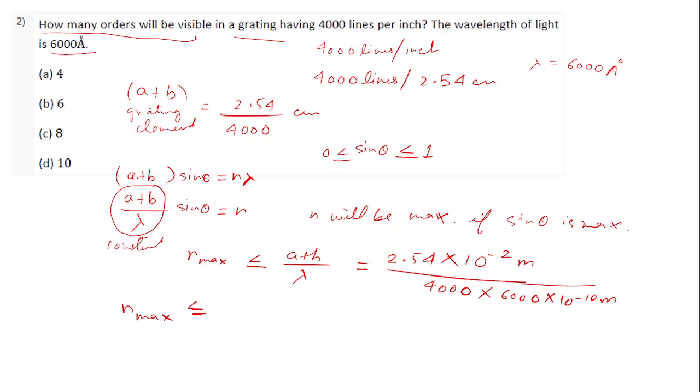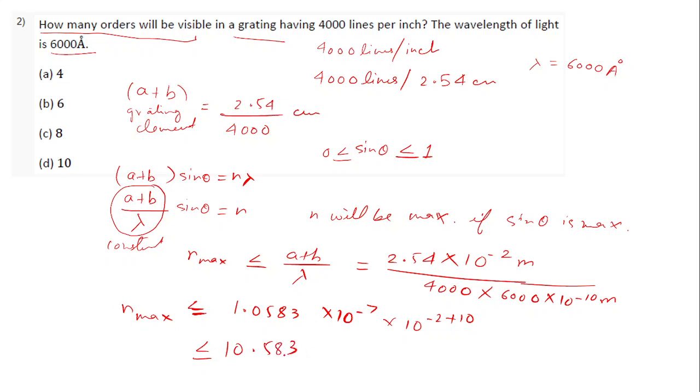So using the calculator, I'll calculate this: 2.54 divided by 4,000 divided by 6,000. This will be 1.0583 times 10 to the power minus 7. We have 10 to the power minus 2 plus 10, so 10 minus 2 means 8, 8 minus 7 means 1, so 10.583. So the order can be less than or equal to this.